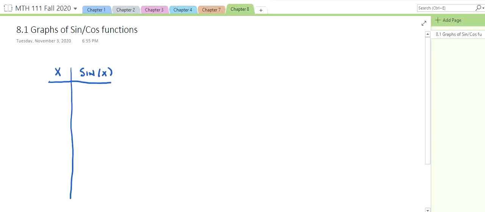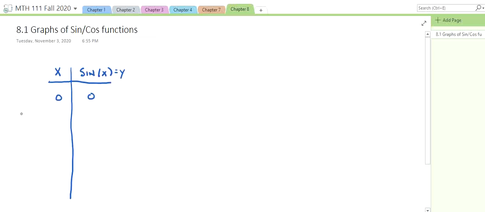Okay, let's talk about graphing sine functions. So first let's set up some values here, some x and y values. So sine of x here is equal to our y value. So let's say that we start at x equals 0. Well, sine of x is 0.